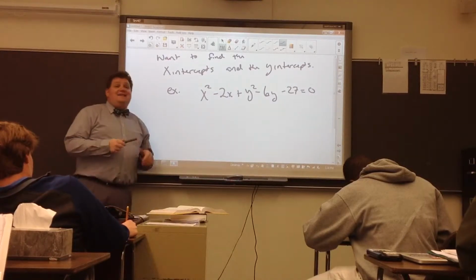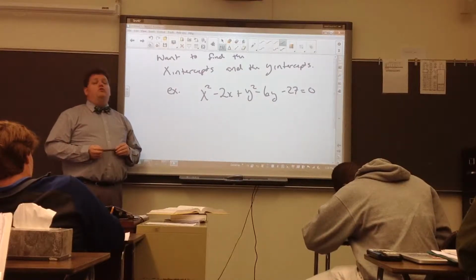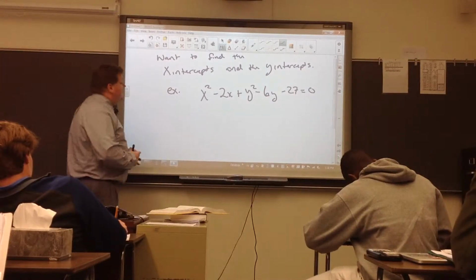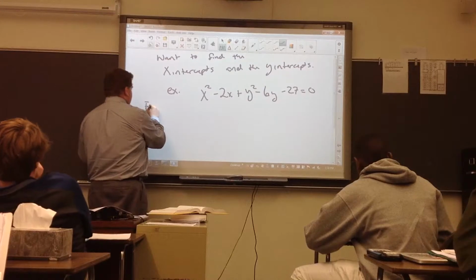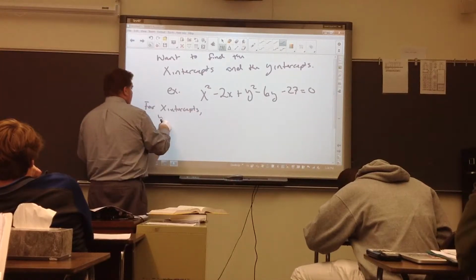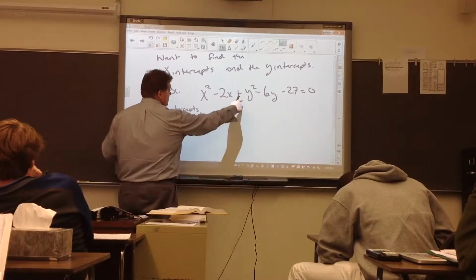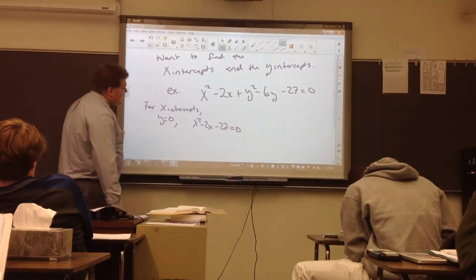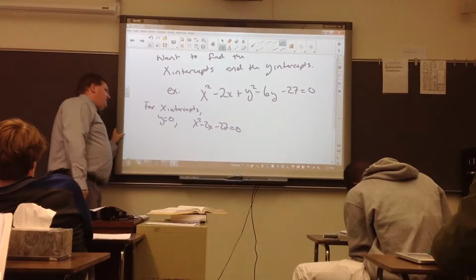Well, this actually is not that bad for a problem like this. Basically, the x-intercepts occur when y is 0, and the y-intercepts occur when x is 0. So if I want to find my x-intercepts first, I set y equal to 0. Then we've got x squared minus 2x plus 0 minus 27 is equal to 0. And now I can treat that like I would any quadratic equation if I wanted to. Now let's see.